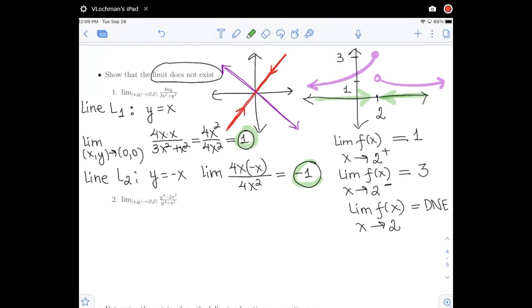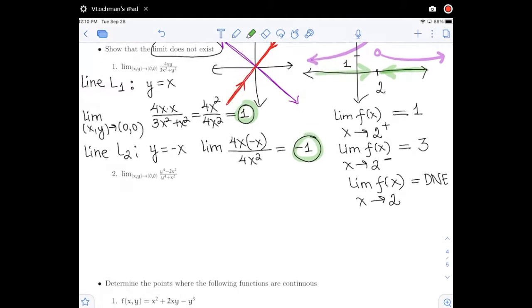All right, so take a look at this problem right here. Take a minute to wrap your head around it. Let me know if there are any questions. No questions? All right, let's do one more problem of this type.